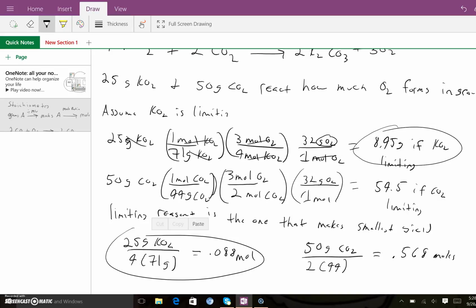So, recapping. We have 2 different ways to do it. We can just do the regular old stoichiometry and assume, one at a time, that they're limiting. If I do that, KO2 gives me 8.45 grams and CO2 gives me 54.5 grams. So KO2 is limiting, and the final answer is 8.45. Now if I really don't want to go through that, I have my other trick: it's what you have over what the reaction calls for, and notice I'm converting it to moles.